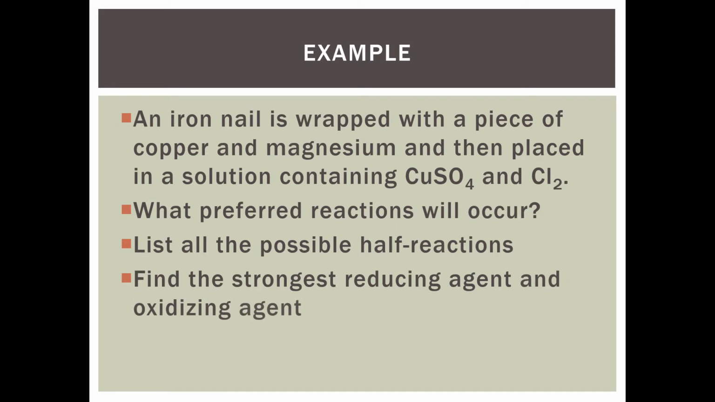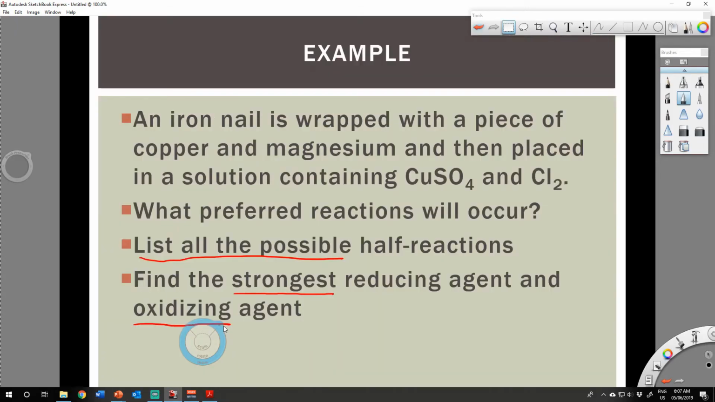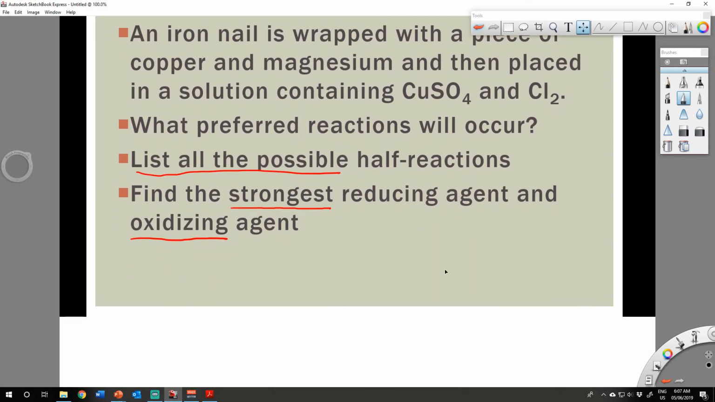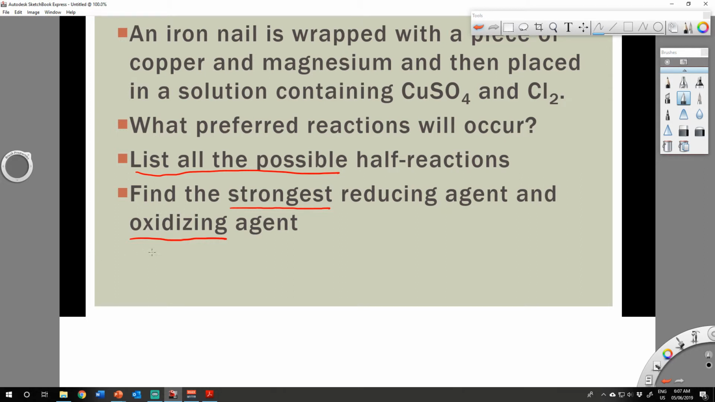Right, so same process. We're going to list all the half reactions possible, and then we'll find the strongest reducing agent and the strongest oxidizing agent. There we go. All right, so we have an iron nail, so we have a solid piece of iron. That's one possible oxidation. Next, we have a piece of copper.